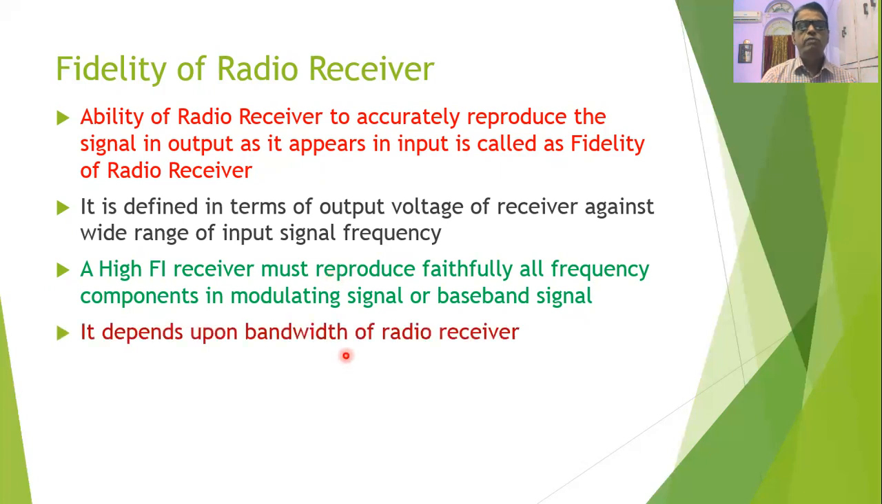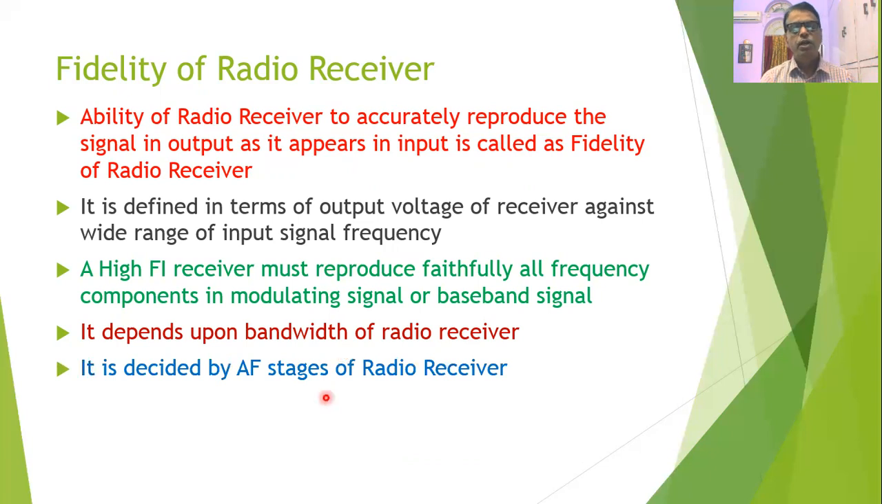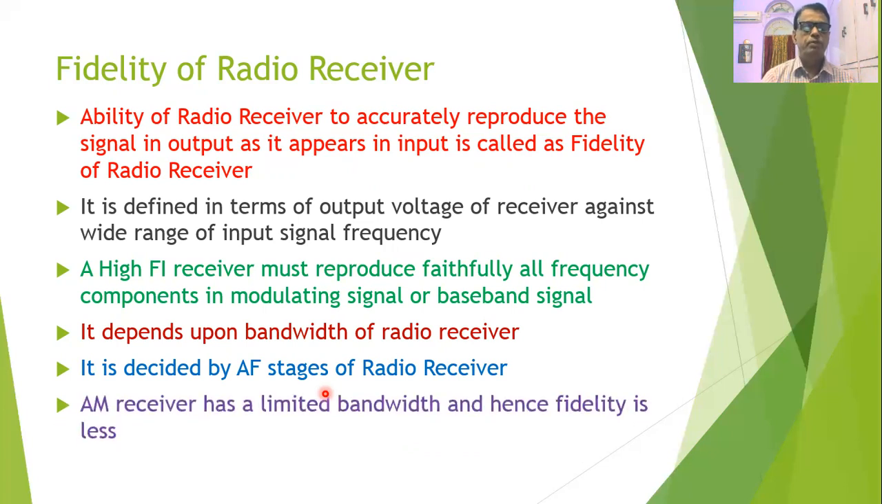Fidelity of the radio receiver will depend upon the bandwidth of the radio receiver. If the bandwidth is more, the fidelity will be more. If the bandwidth is less, then the fidelity of the radio receiver will be less. Fidelity will be decided by the audio frequency stages of the radio receiver. Every radio receiver will have 2 to 3 stages of audio frequency amplifier, and this audio frequency amplifier will decide the fidelity of the radio receiver.